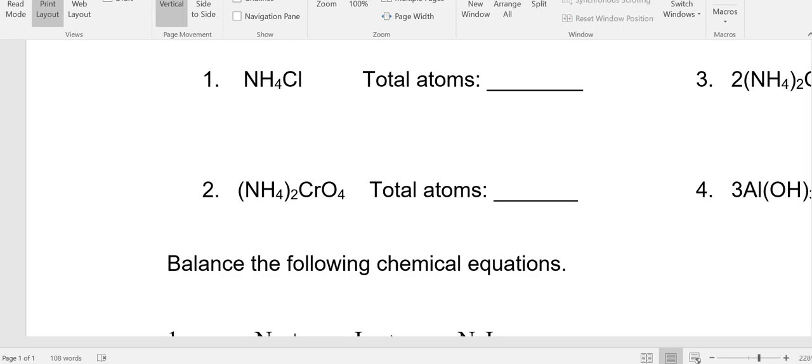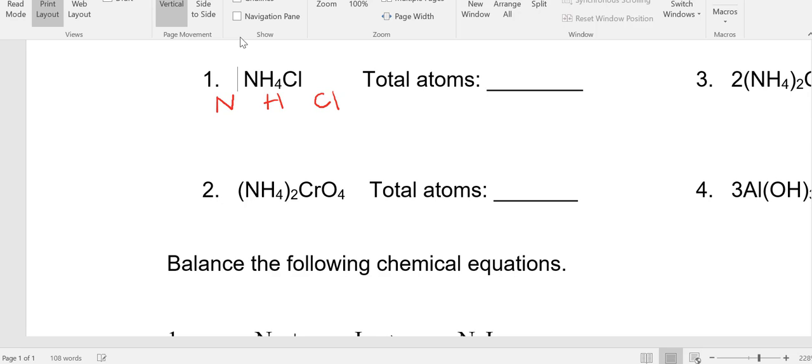All right, this is the podcast for the counting atoms and balancing chemical equations test. So to start out with, we need to grab a pen here, maybe a little red pen. Okay, so I'm going to count the number of atoms in this formula. It might be smart to separate out the different elements here so you can see them clearly.